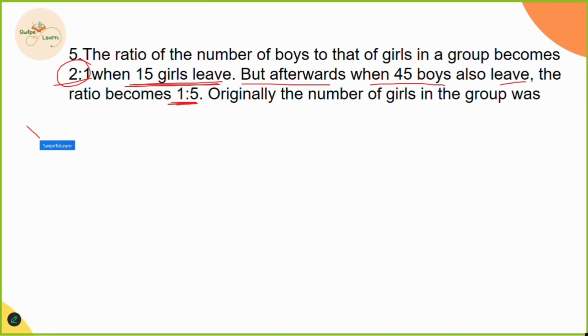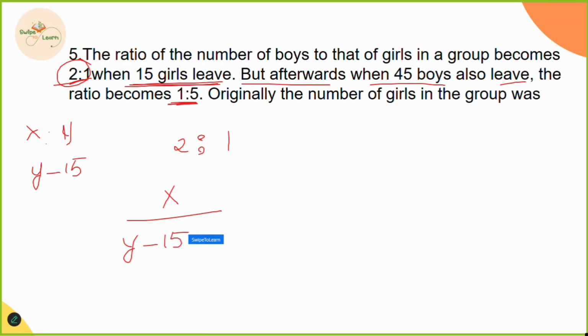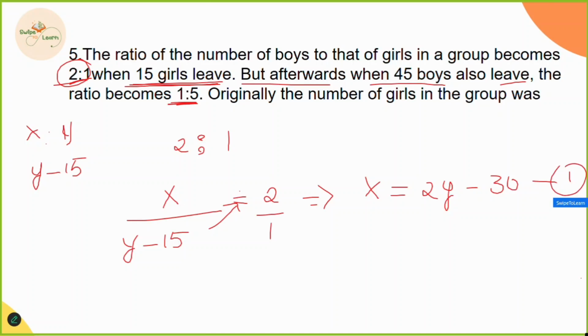So let's assume boys as X and girls as Y. Now the ratio of boys and girls is X:Y. The first line says the ratio of the number of boys to the girls in a group becomes 2:1 when 15 girls leave. This means Y minus 15, because only girls are leaving. So Y minus 15 is the number of girls present. Given ratio is 2:1. So what we write: X, boys didn't leave, so X divided by Y minus 15 becomes 2:1. Is it clear? I hope it's clear. So by cross multiplication, we find that X equals 2Y minus 30. So this is the first equation.